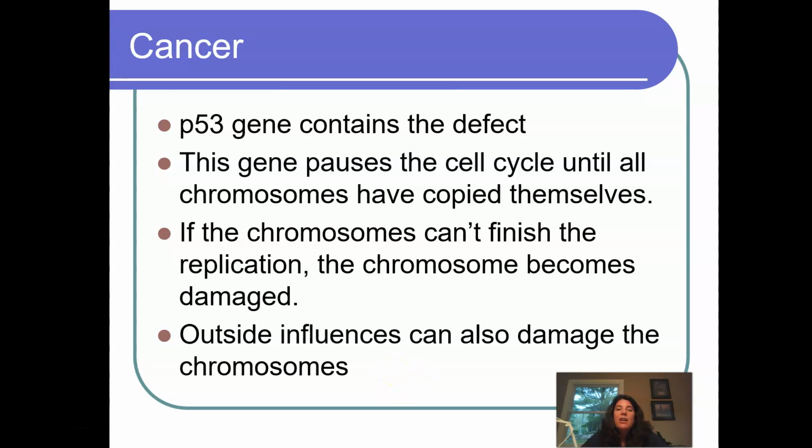Outside influences can also damage chromosomes. So when you're hanging out at the beach and the ultraviolet radiation is hitting your skin, that radiation can actually cause mutations in the DNA. When the cell goes into the S phase and starts making a copy of the DNA, it is just making a copy. It doesn't recognize that that DNA has been damaged. So then again, it's making copies of that damaged DNA that was damaged from the radiation of the sun.